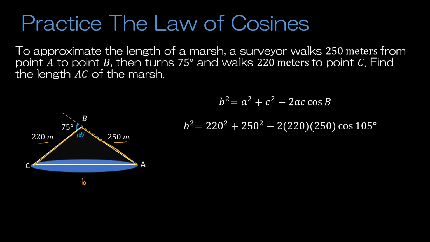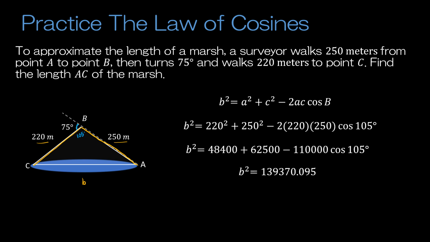From here, I'm just going to simplify as much as I'm able and find that B squared is equal to 139,370 and 95 thousandths. And then I'm going to take the square root of that to find that B is about 373.32 meters.